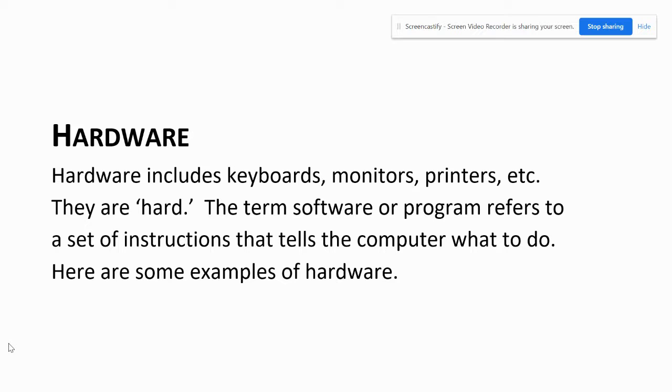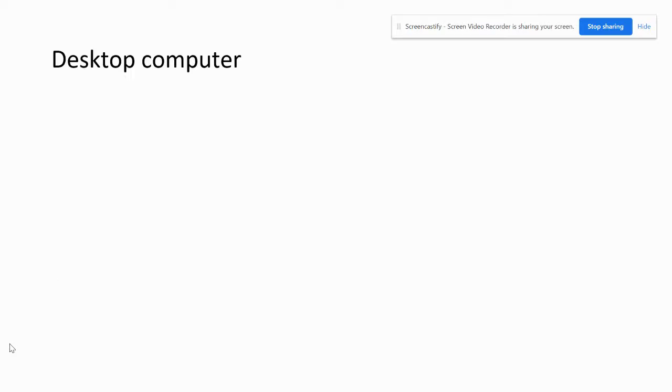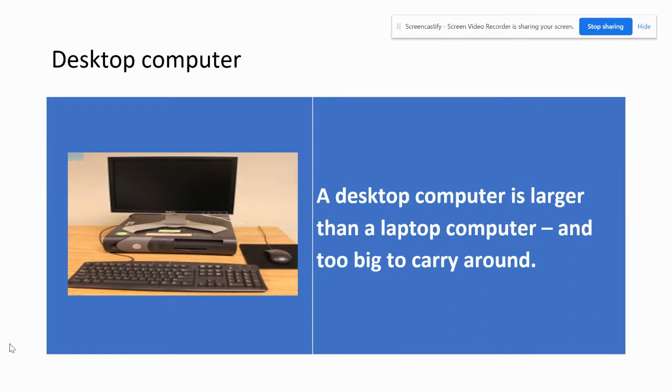Hardware are things that you can touch. That includes keyboards, monitors, printers, okay? Desktop computer. This is hardware.